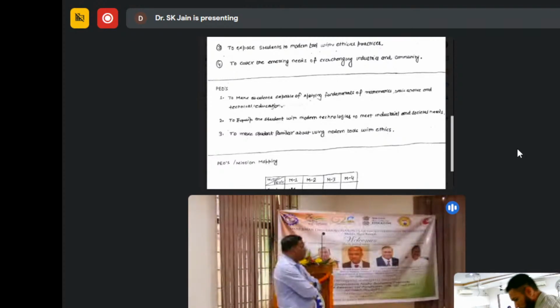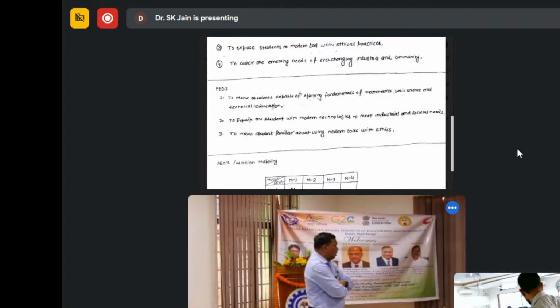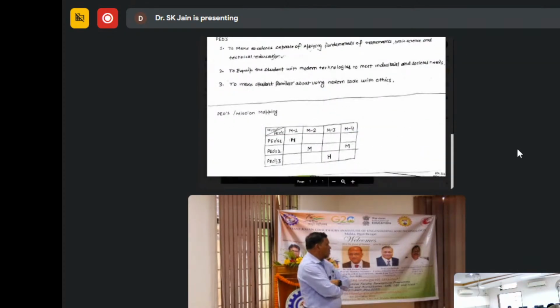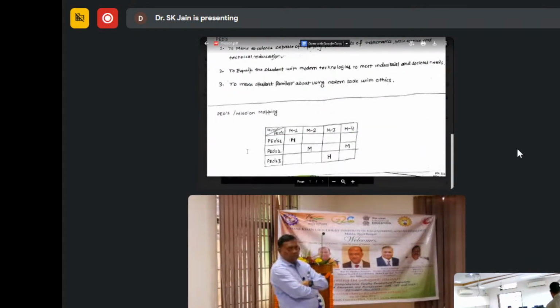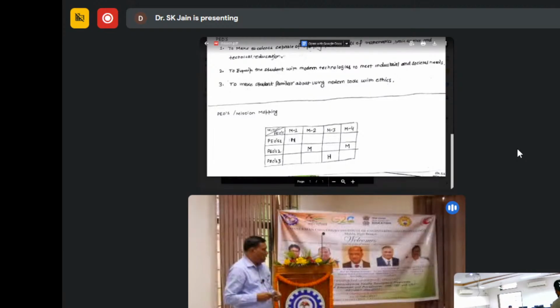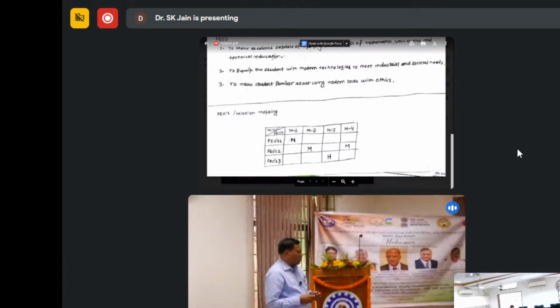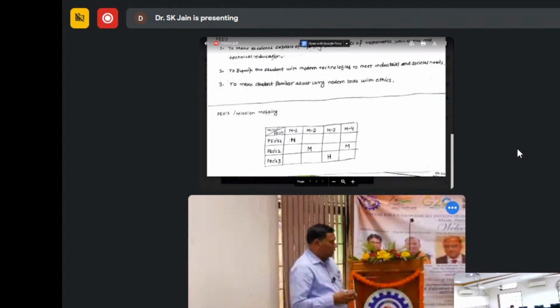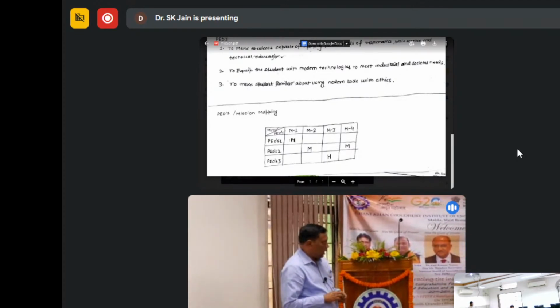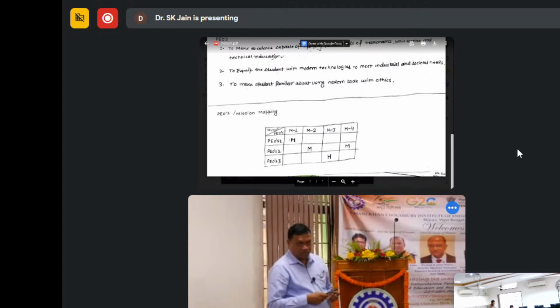Dr. Chen first saw the mapping, then we'll come back to the modification. Now see the mapping of this one. Here, he is saying that program educational objective 1 is mapped with 1, 2 with 2, and PO3 is 3.